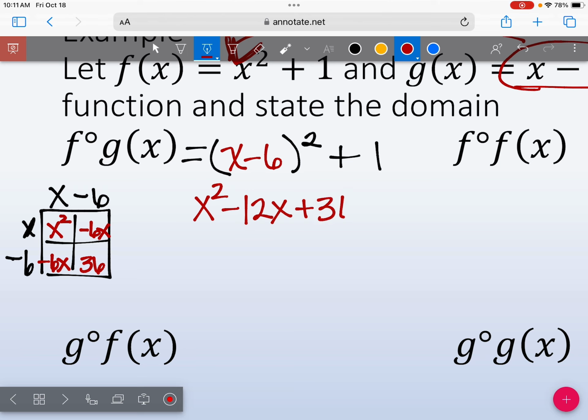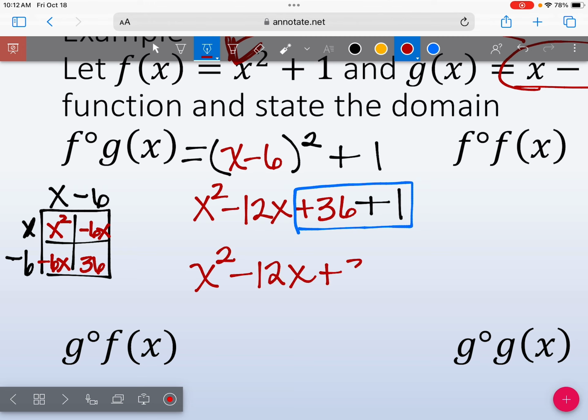plus 36. I'm going to bring down that plus 1, which was at the end of function f. And then my last step would be to combine my like terms, 36 and 1. So x squared minus 12x plus 37 is my function.